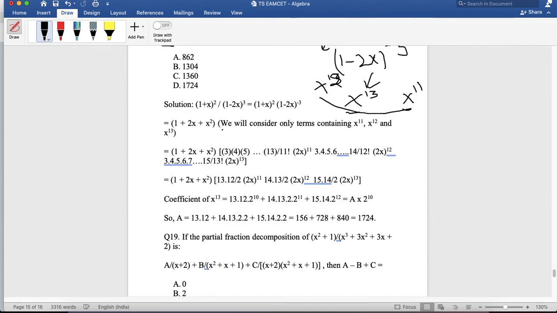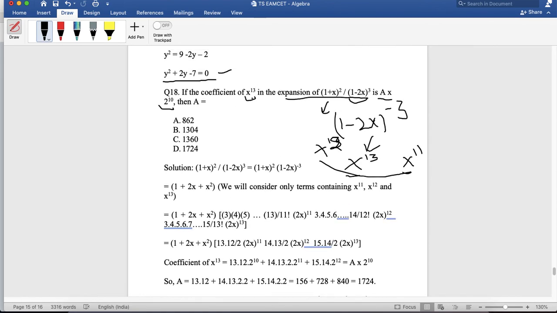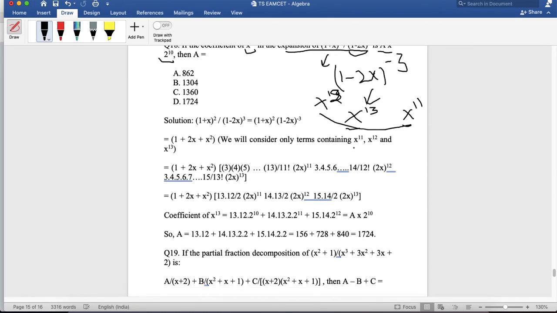I have expanded this. Now we'll consider the terms containing 11, 12 and 13. I am not going to compute the coefficient of x, x square, x3, x4, x5, x10, because they have asked me only x raised to the power 13. Those are useless to me. Just compute these three. I have done it over here, x11, x12, x13, and since the power is negative and this sign is also negative, all the terms will be positive, so need not worry about the sign over here, all are positive.